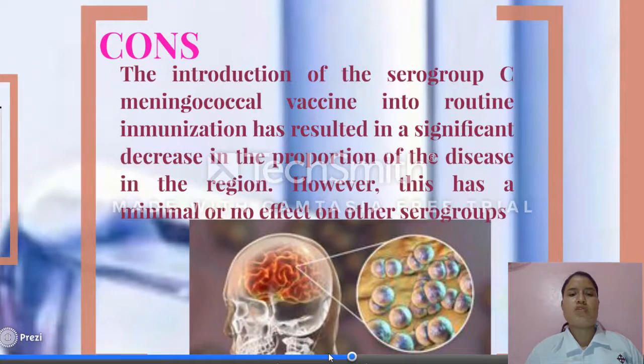Cons. The introduction of the serogroup 6 meningococcal vaccine into routine immunization has resulted in a significant decrease in the proportion of the disease in the region. However, this has a minimal or no effect on other serogroups.